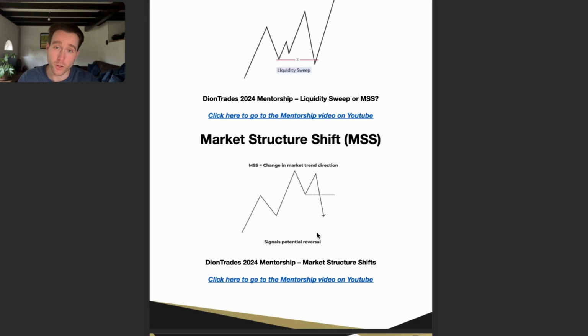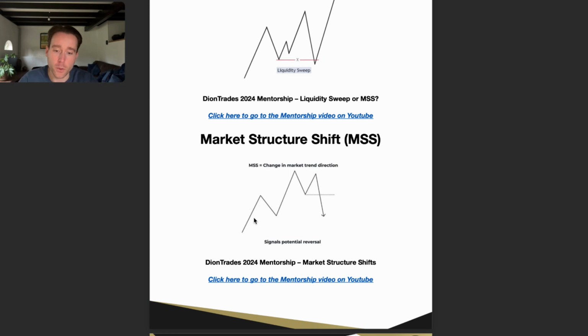The other one is a market structure shift. Later in this mentorship, we will dive deeper into all these confluences. So if it goes too fast, make sure you stick around in the 2025 mentorship. I'll teach you everything. I also have a 2024 mentorship where I also break down these concepts, so make sure you check it out on the YouTube channel.